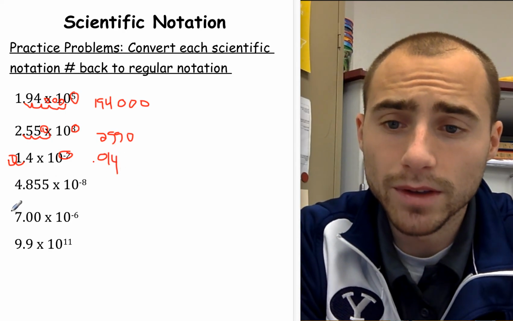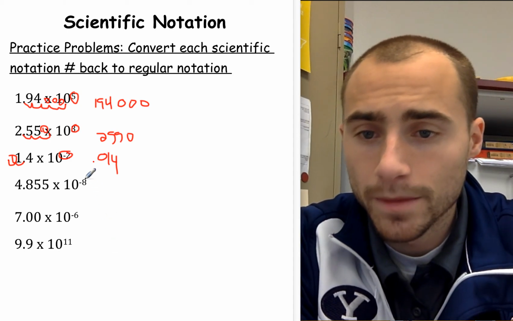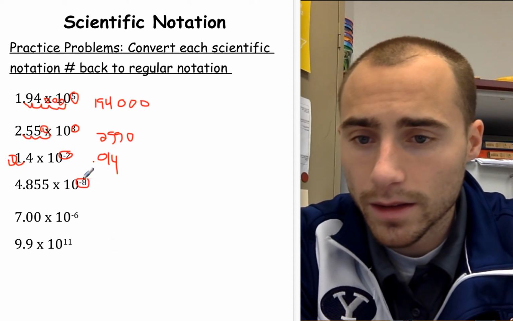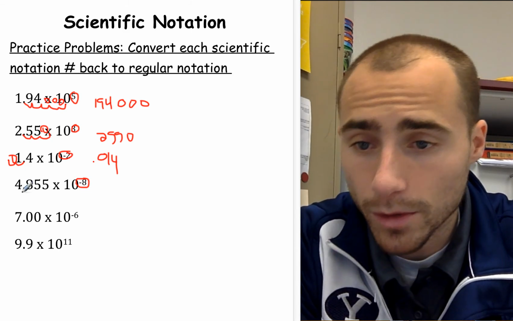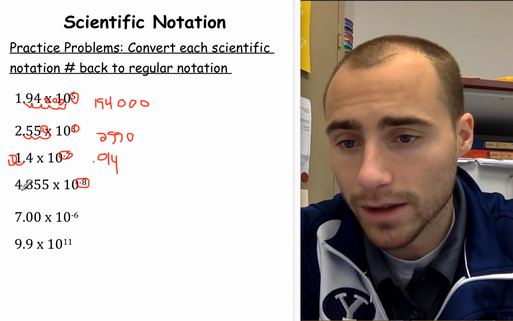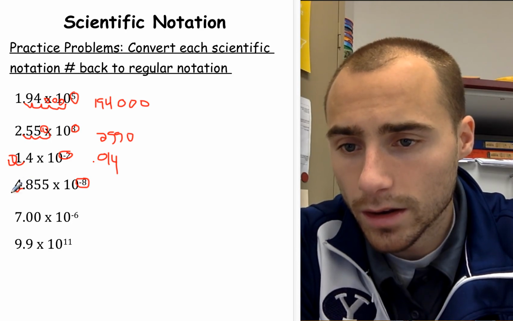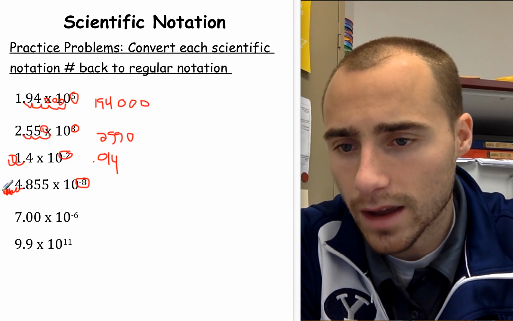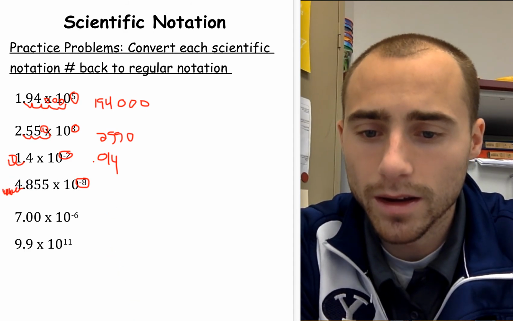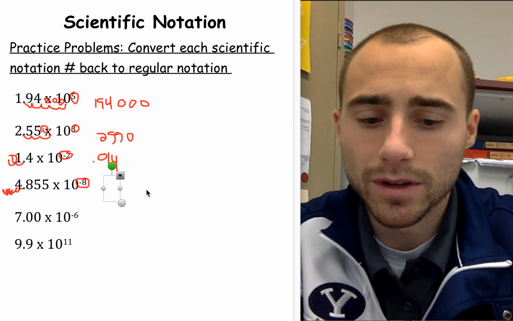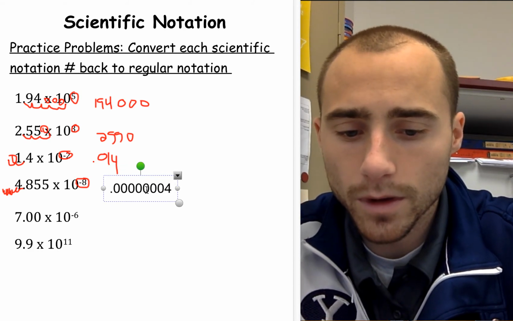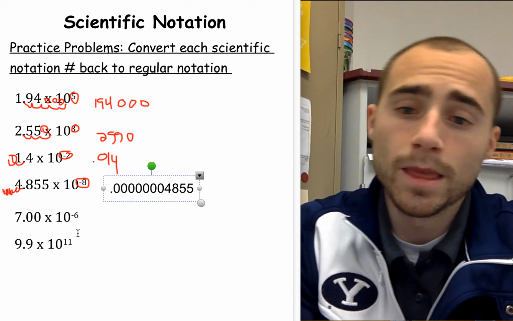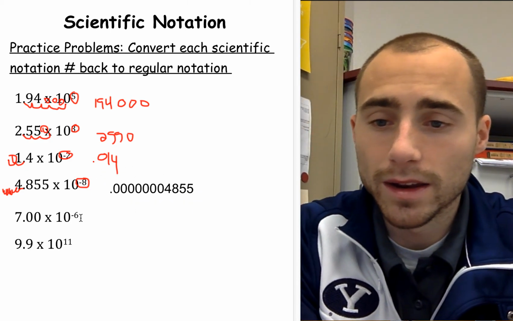If you haven't yet, pause it and try to do the last 3. Okay, negative 8. That means I need to move it 8 times. I need to make it a number less than 1, so I'm going to want to move it this direction. It's going to make my number less than 1. I'll move it 1, 2, 3, 4, 5, 6, 7, 8 times. Sorry, that was really crammed in there. If I move it 8 times, I end up with 7 zeros. So it'd be 0.0000000 and then 4, 8, 5, 5. That is a number less than 1, so that is successful.